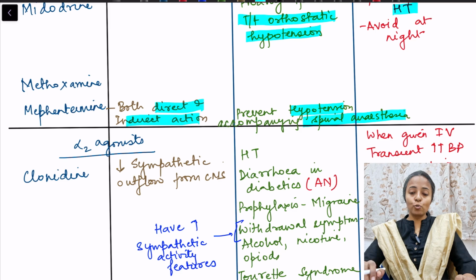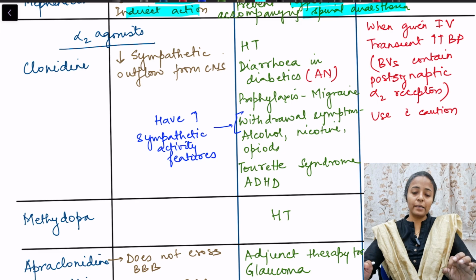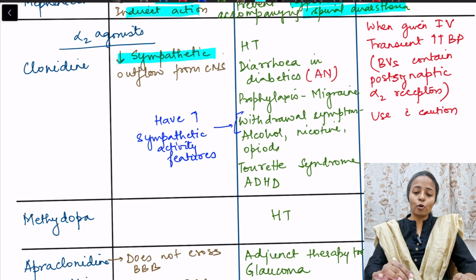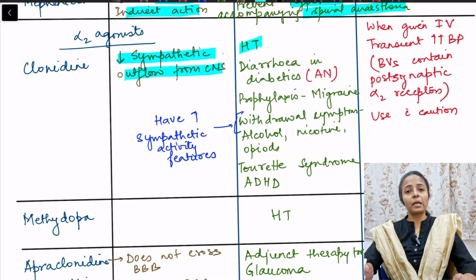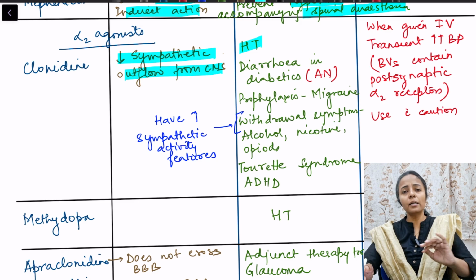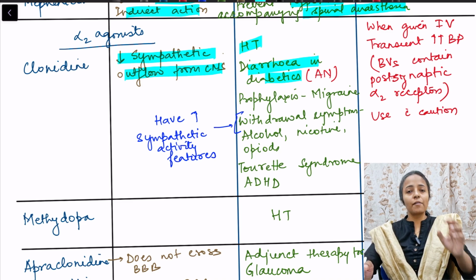Moving on to alpha 2 agonists. Alpha 2 agonists, we have all those denes, okay, clonidine, apraclonidine, brimonidine. So let us see what these are. Clonidine decreases sympathetic outflow from the CNS, and that is why it can be used in hypertension. But apart from use in hypertension, there are many other uses of clonidine which include diarrhea in diabetics. In diabetics, there is autonomic neuropathy and hence there will be an increase in GI motility. So for that we need to block the sympathetic action. So we have diarrhea in diabetics.